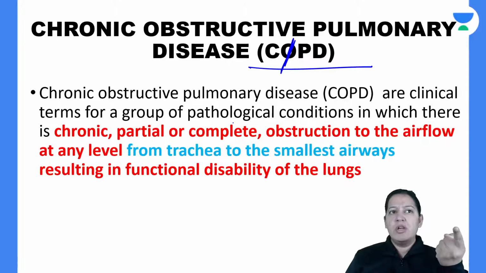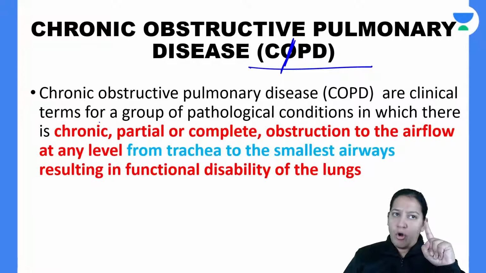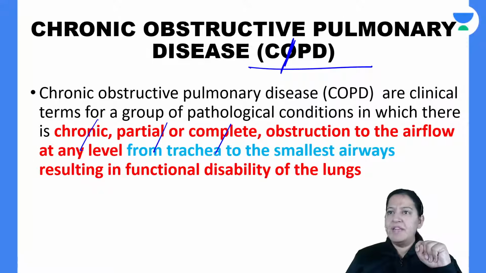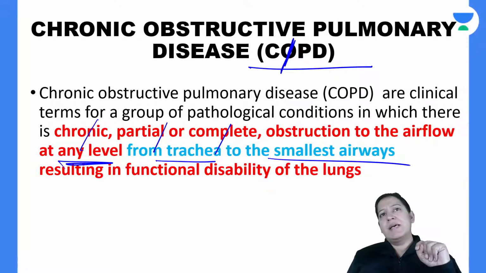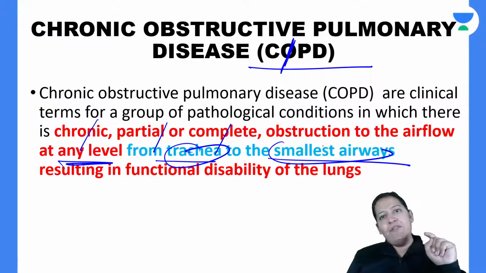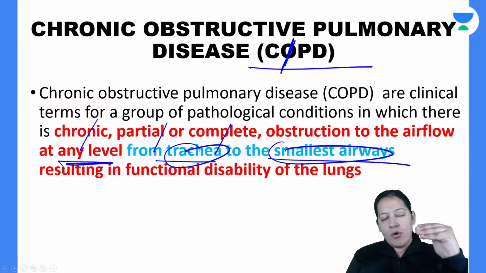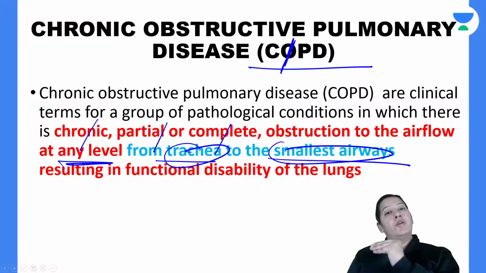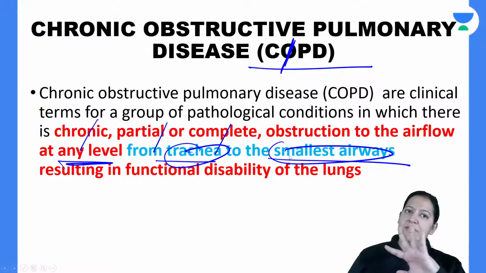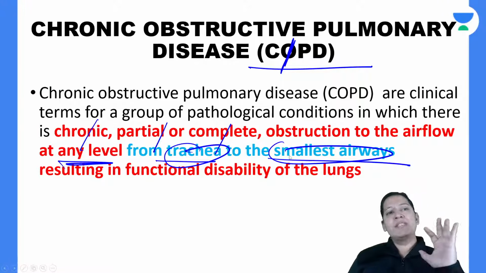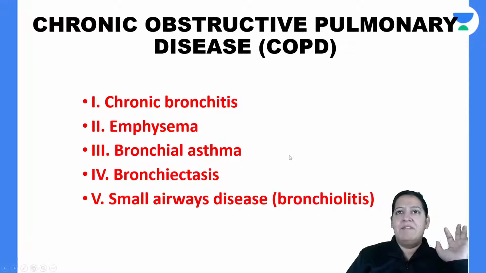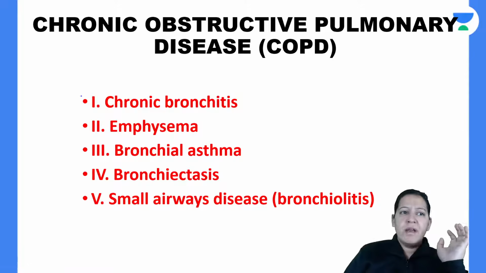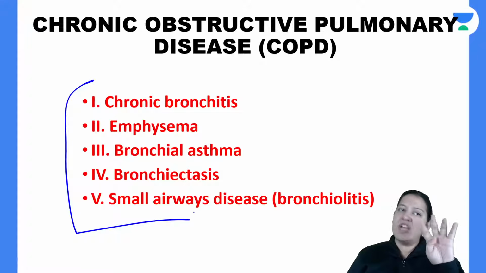Now what is obstruction? Obstruction can be chronic, can be partial or complete, and can be at any level starting from trachea to the alveolus. Starting from trachea till alveolus, either at the trachea or bronchi or primary bronchiole, secondary bronchiole, tertiary bronchiole, terminal bronchiole, respiratory bronchiole, and finally alveolar duct or alveolar sac. From trachea to the smallest airway, it can be at any level. The reason is different.